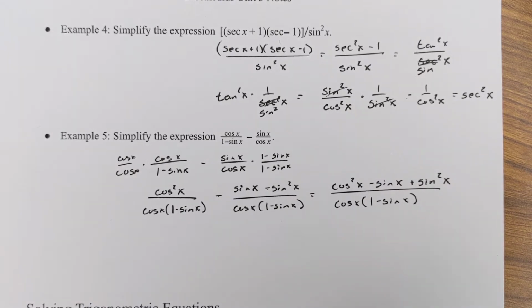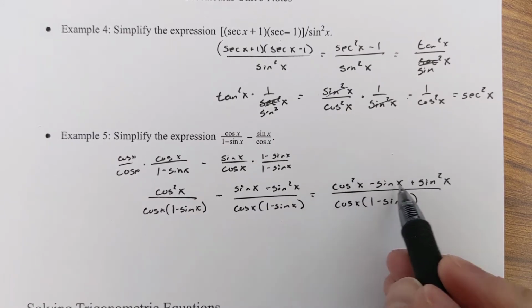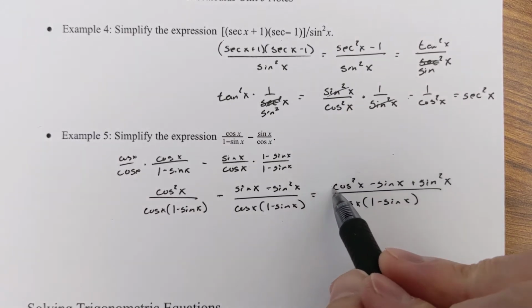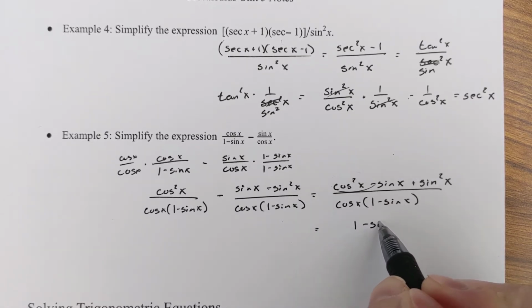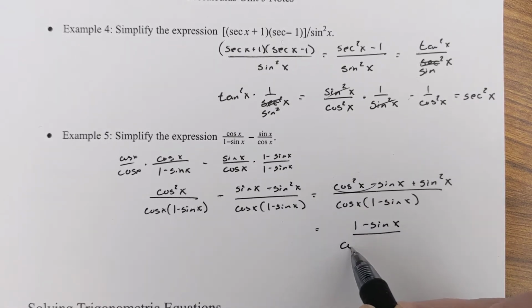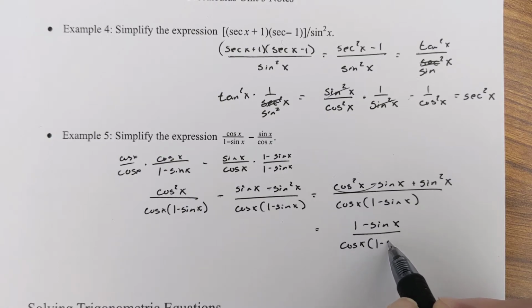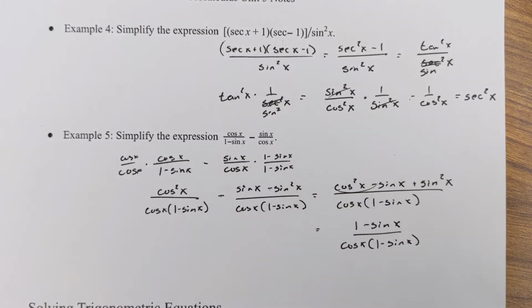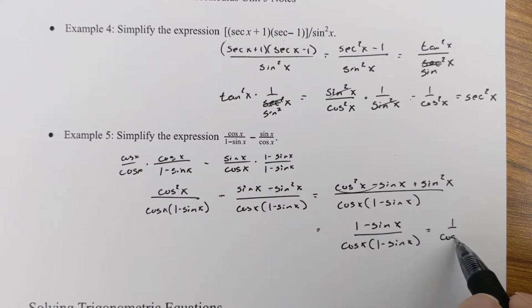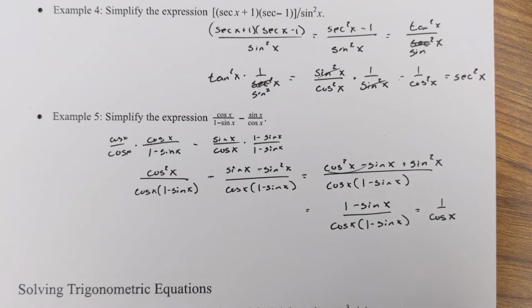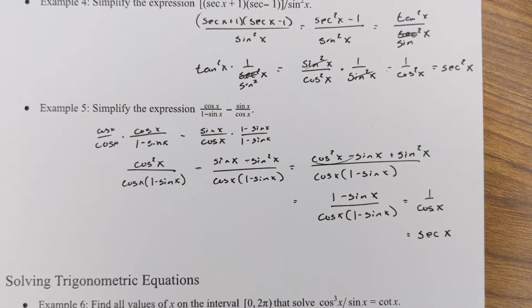Even though they're separated, I have a cosine squared plus a sine squared, so these two terms combine to make 1. So I have 1 minus sine x over cosine x times 1 minus sine x. This 1 minus sine x can cancel that 1 minus sine x, leaving me 1 over cosine x, which is just secant, by the reciprocal identity.